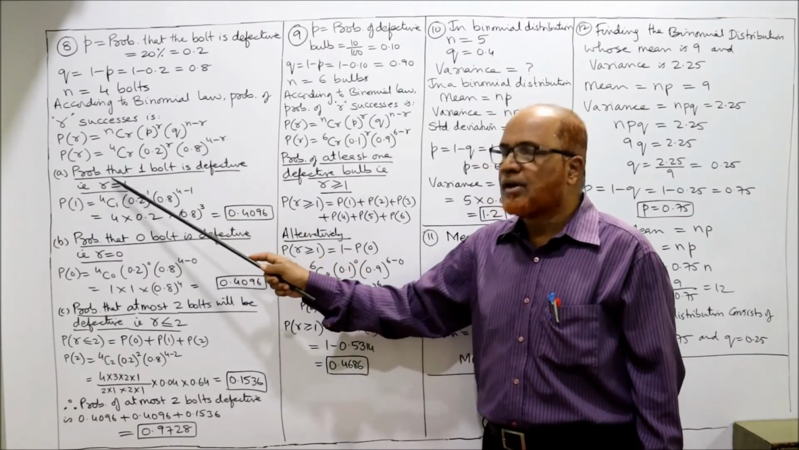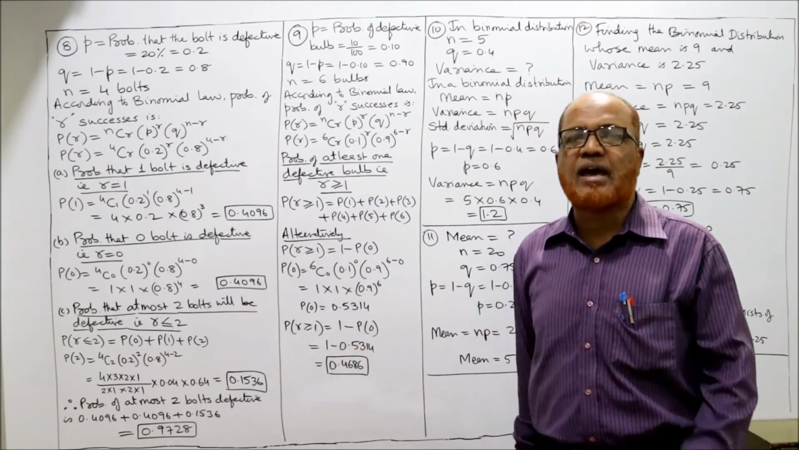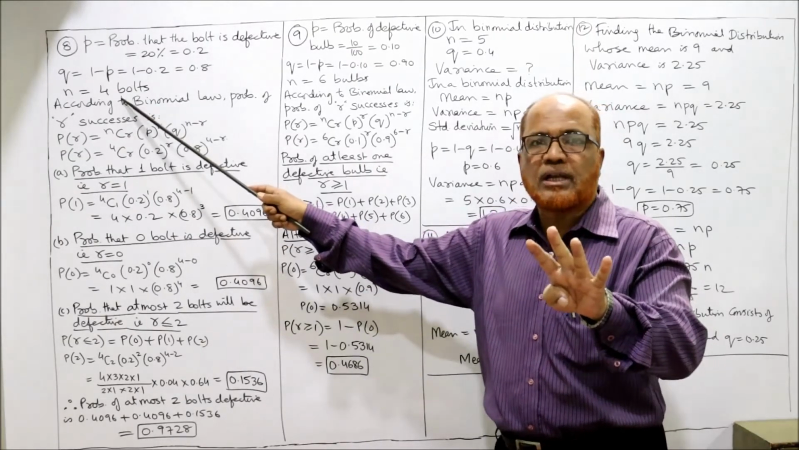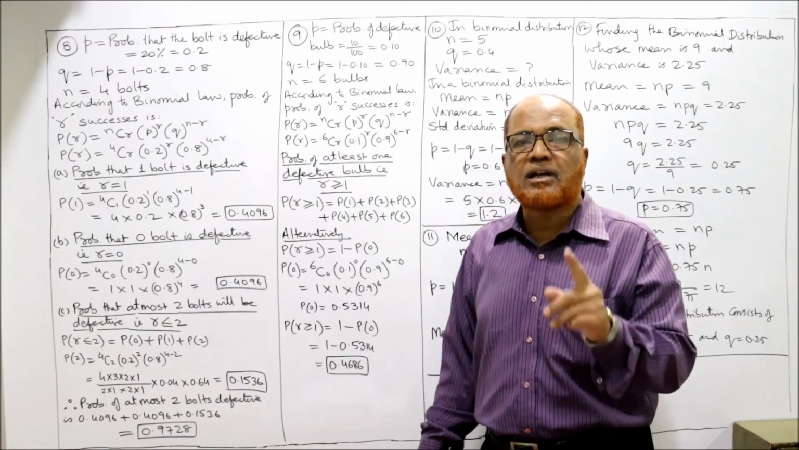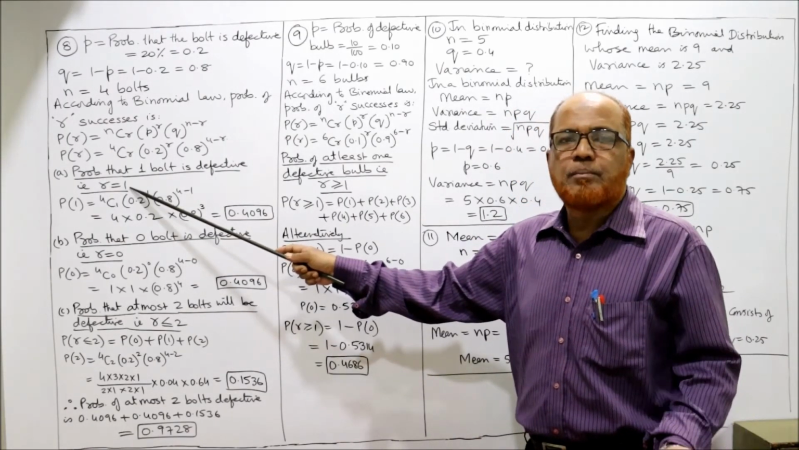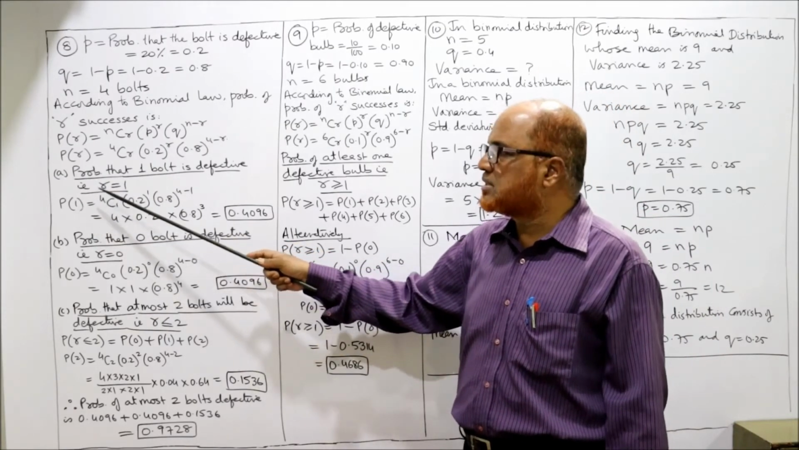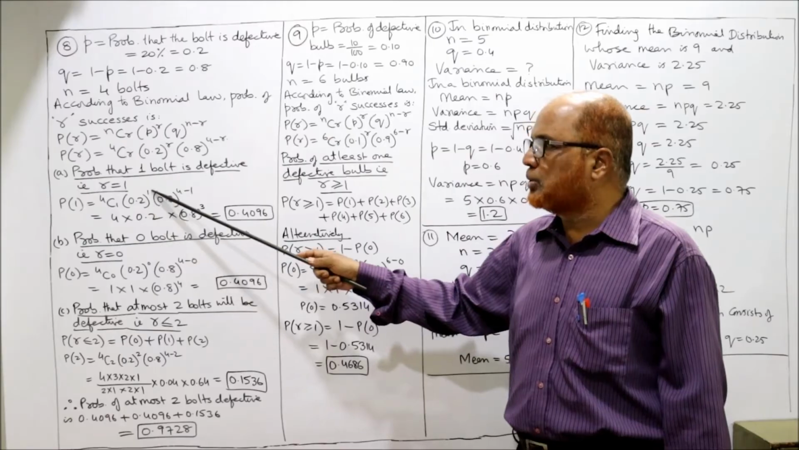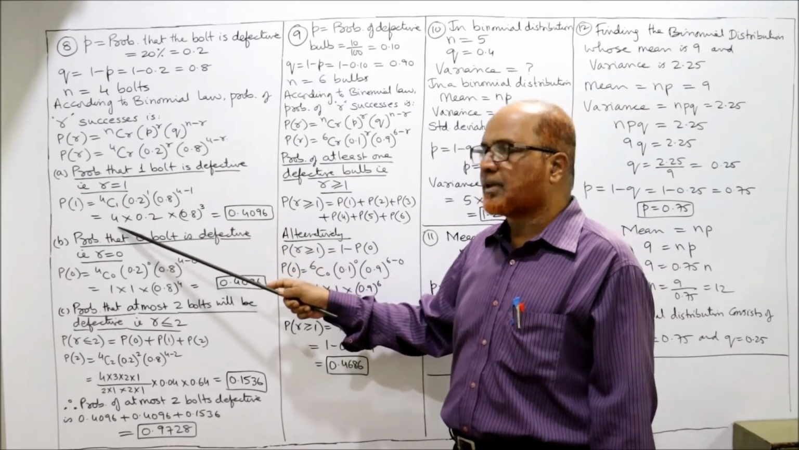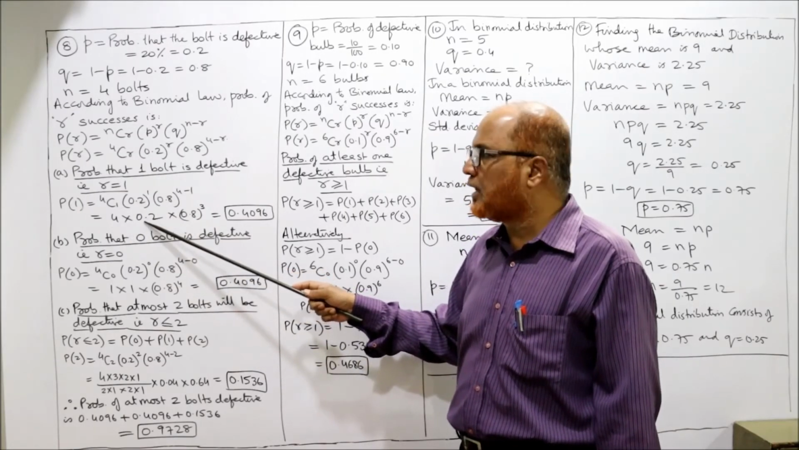We'll apply this formula. First question, what is the probability that one bolt is defective? Exactly 1. How many bolts are there? Totally 4 bolts. What is the probability that exactly 1 bolt is defective? That is R is equal to 1. Simply we substitute in place of R, we put 1. P of 1 is equal to 4C1, 0.2 to the power of 1, 0.8 to the power of 4 minus 1. 4C1 is 4. 0.2 to the power of 1 is 0.2 only.